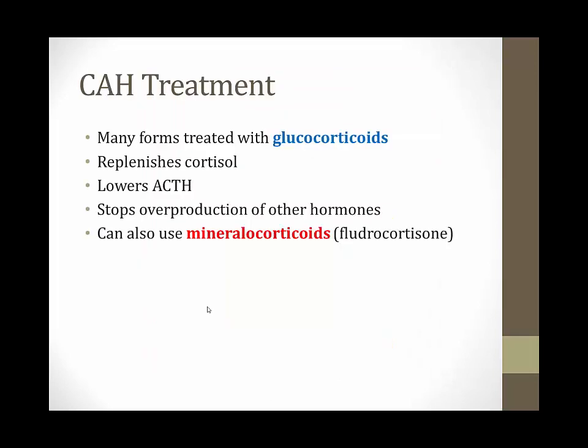The treatment of adrenal hyperplasias is complex and it's not something you're expected to know for Step 1, but you should be familiar with the underlying physiology principles. So many forms are treated with glucocorticoids, and this should make sense to you. These drugs replenish cortisol levels and stop the pituitary from making so much ACTH. This will lower the ACTH level and stop the overproduction of other hormones. In addition, in forms of CAH where mineralocorticoids can't be produced, you can also treat these patients with mineralocorticoids. The drug that's usually used is fludrocortisone. It's a drug that has the same effects as aldosterone.